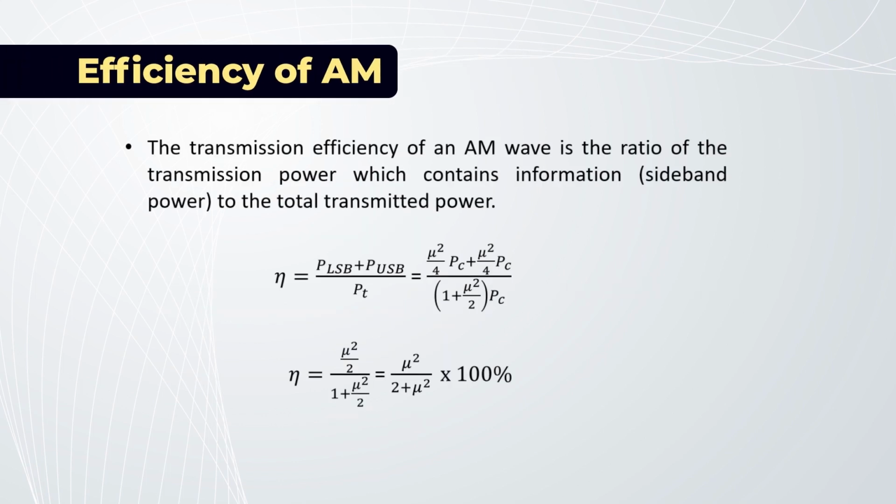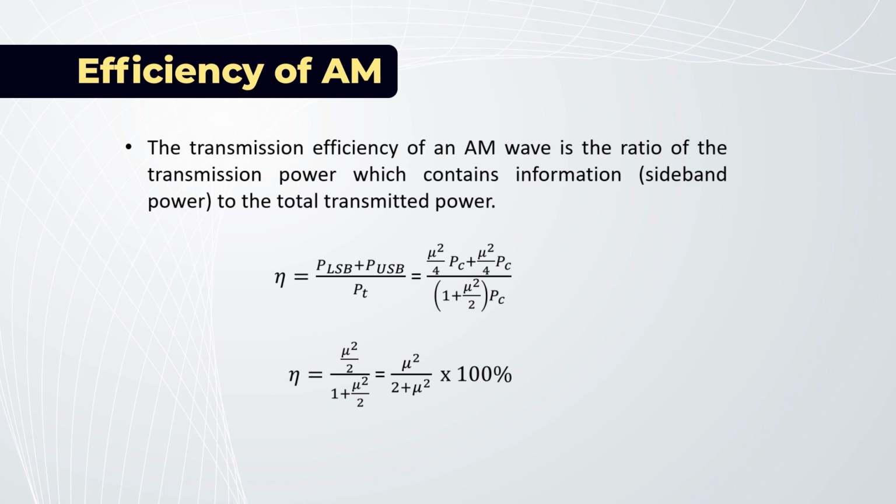Now, we will see the efficiency of AM wave. The transmission efficiency of AM wave is the ratio of the transmission power which contains the information, that is sideband power, to the total transmitted power, and it is represented by eta. Therefore, the efficiency eta is equal to upper sideband power, P USB, plus lower sideband power, P LSB, divided by total power represented by PT.